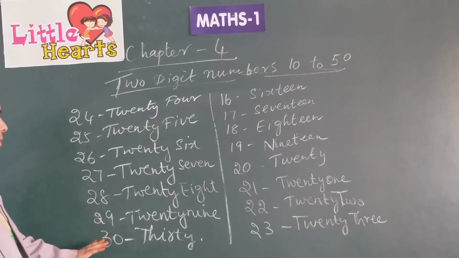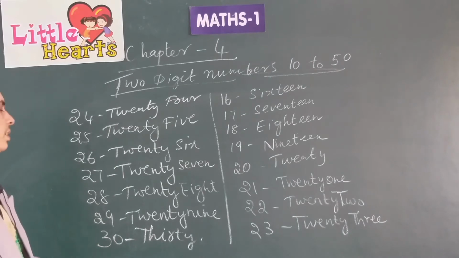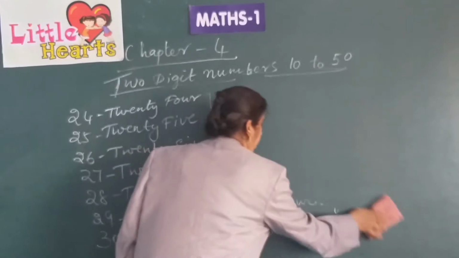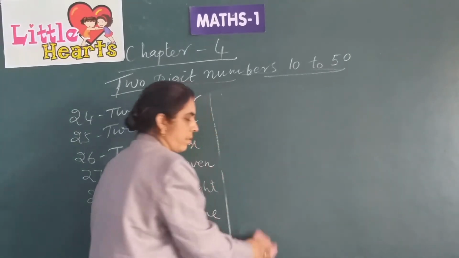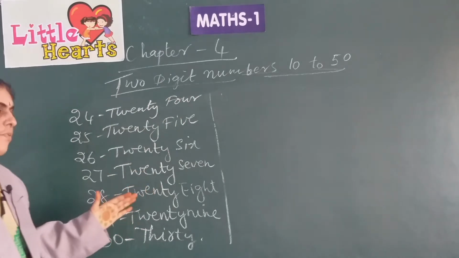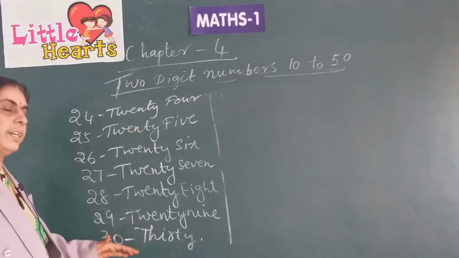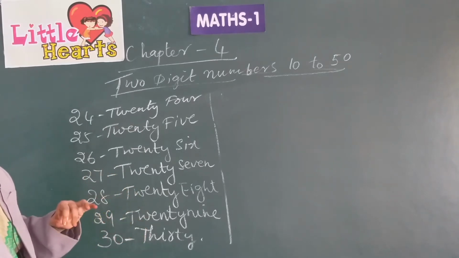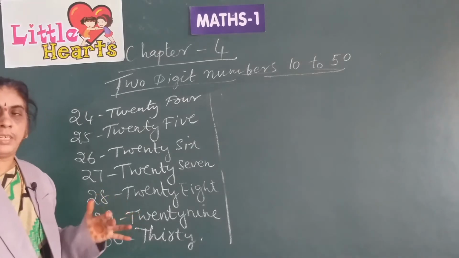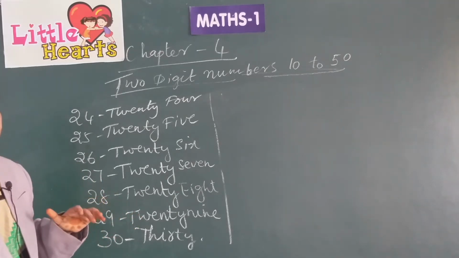50 also. Until now, we have written only up to 30. Next comes 31. So 31 to 39, in the same way as we have written from 20 to 29, you can easily write until 39. Next comes 40. Next comes 50. So in this way, you should be able to write the number names up to 50.